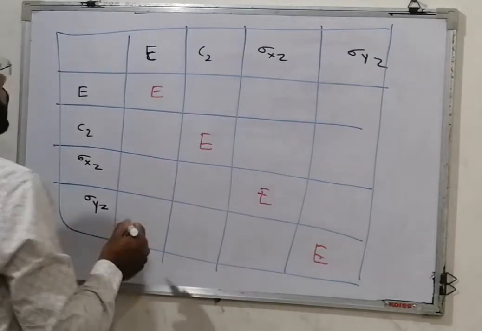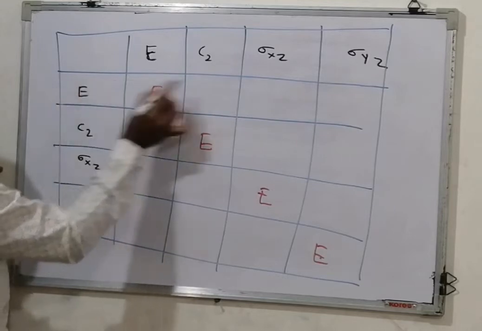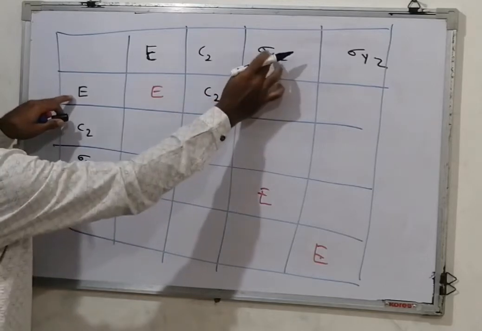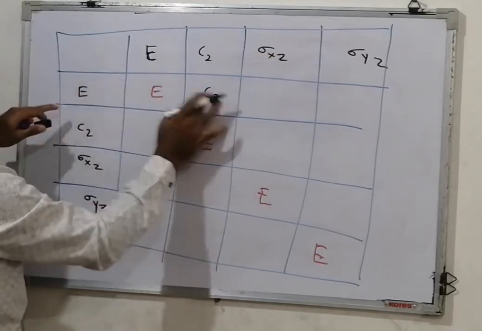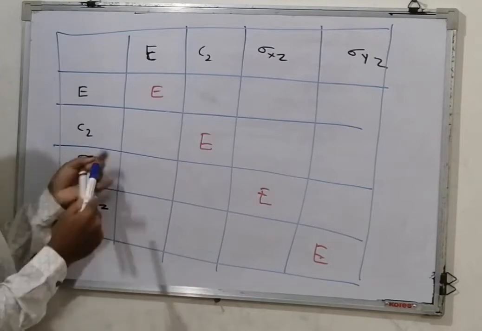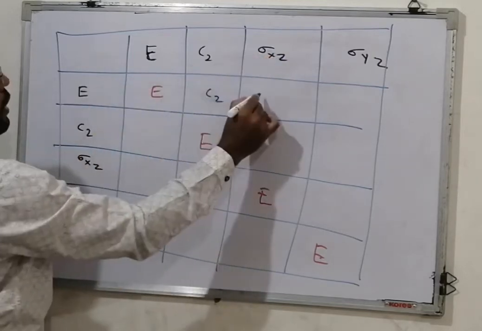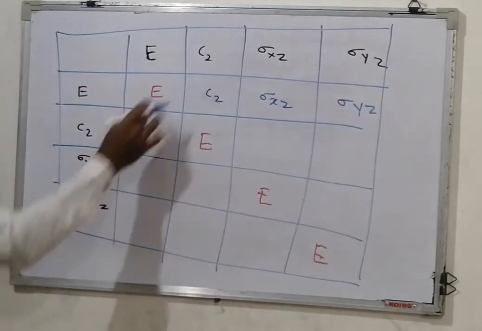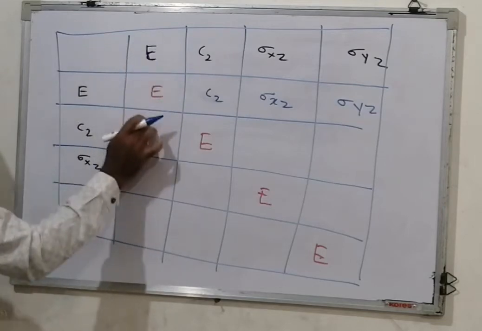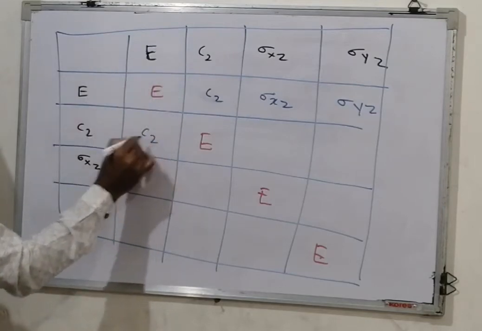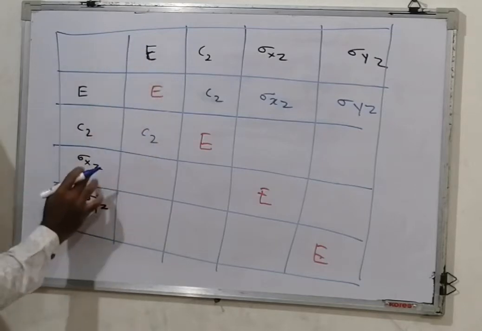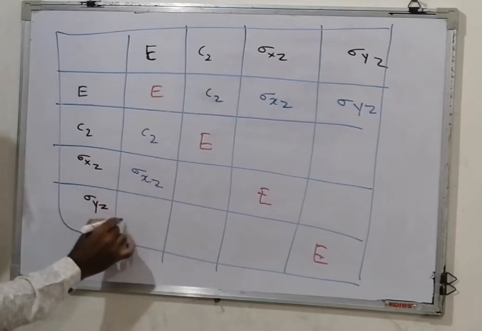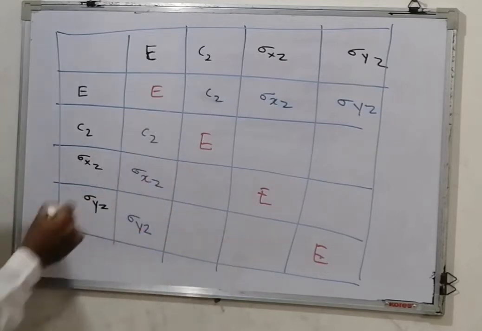Now, when a symmetry element is multiplied with E, this is for E into C2, the same symmetry element. C2, sigma XZ, sigma YZ. This is for E into C2, that is C2, and sigma XZ into E. When a symmetry element is multiplied with E, you will get the same symmetry element. Sigma XZ, sigma YZ. Now we only need to fill these remaining cells.